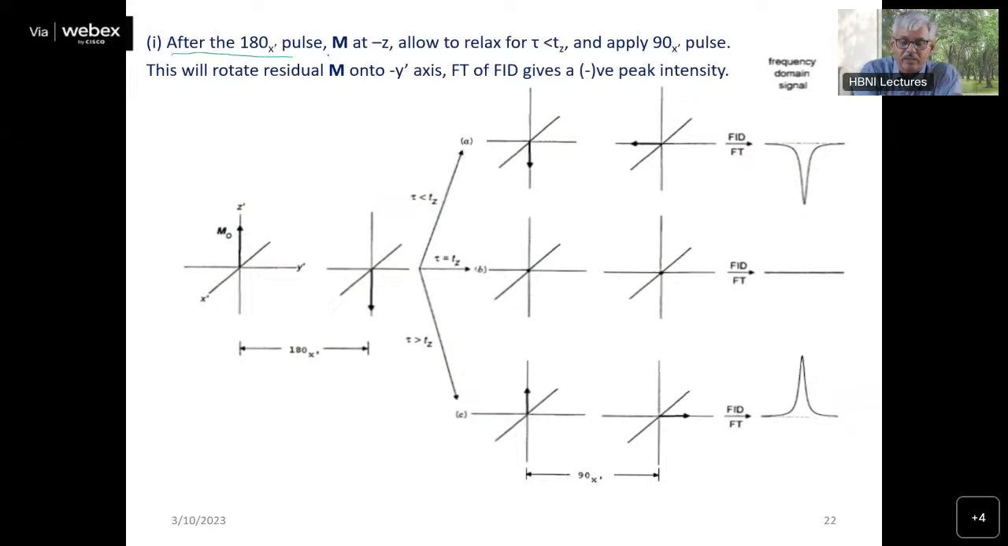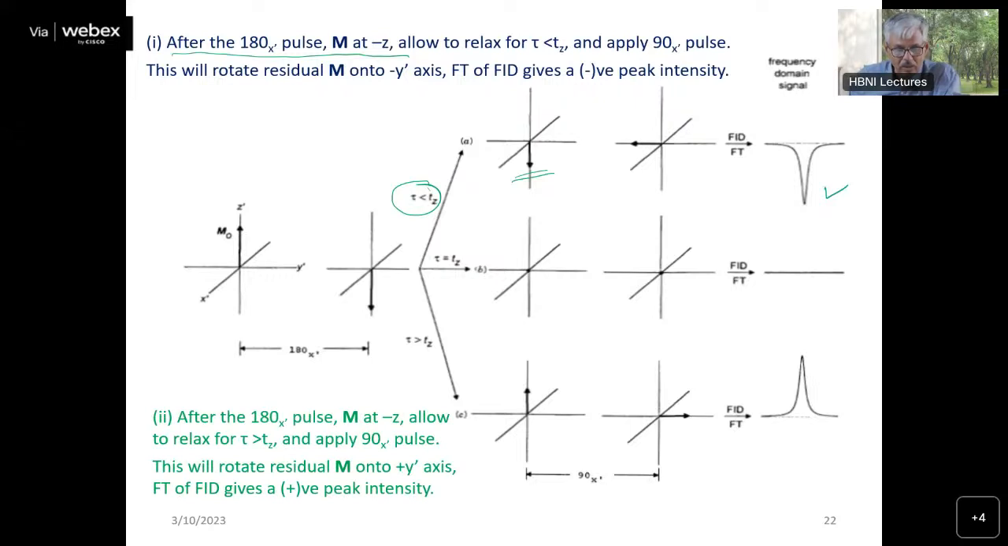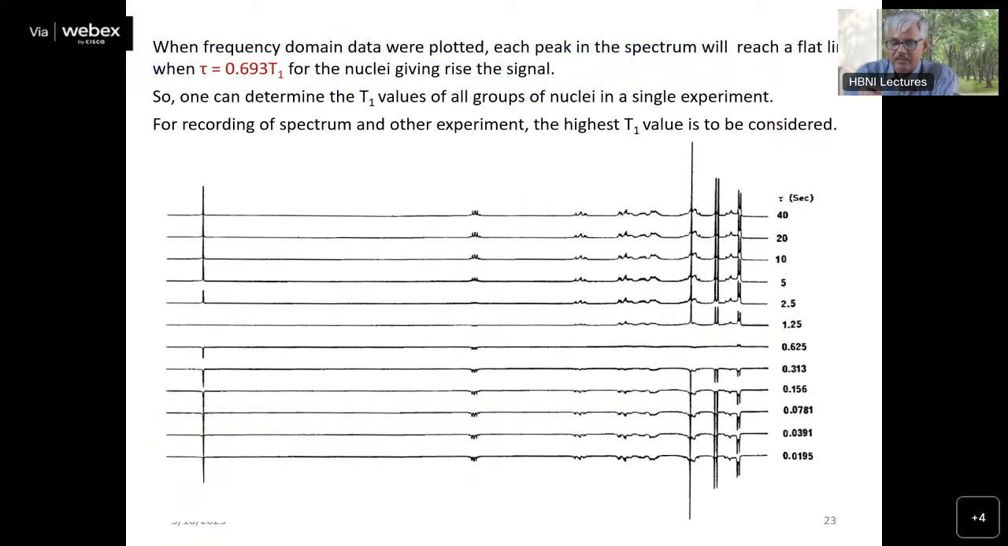So if you give a 180-degree pulse, it is brought here, and if your tau, the relaxation time you are giving, is less than the null time, then the magnetization will still be along the minus z, and you will detect a negative signal. If you give enough time so that it is more than this null point, the magnetization will go to the plus z direction, and if you record, you will get a positive signal. But when this is 0, there will be no signal. So if you can find this null point, you can very easily find the T1.